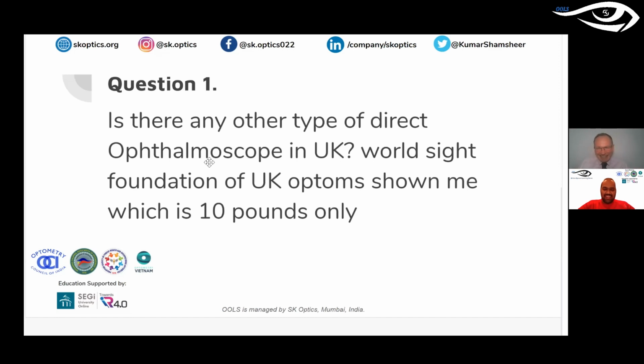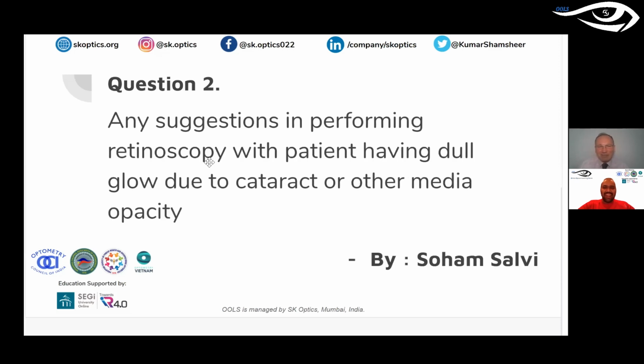That's great. Yeah, it's a bit pricey. Yeah, I would definitely agree to that. And the next question, let's take the second question. Any suggestions in terms of performing retinoscopy in patients having a dull glow due to any media opacity or cataract? Any tips on performing retinoscopy for these kinds of patients?